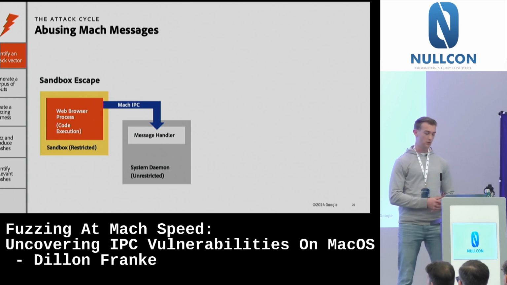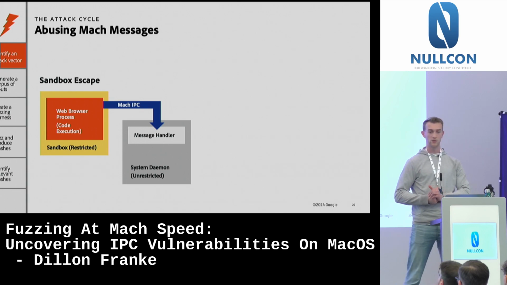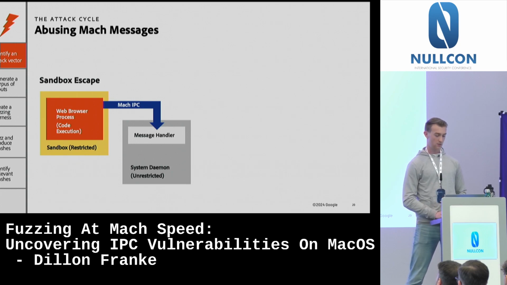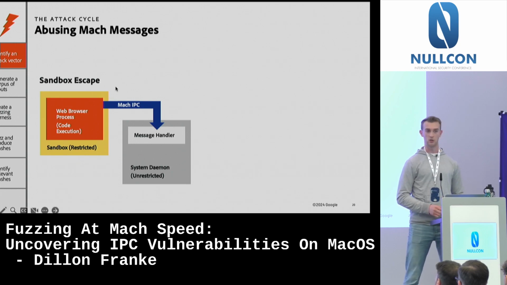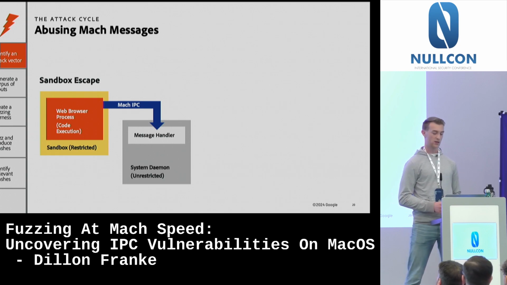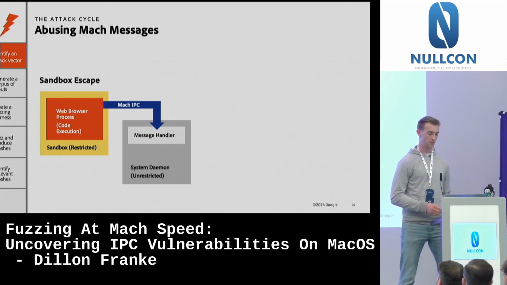First, we're going to talk about abusing Mach messages, and one of the biggest ways that these messages have historically been abused is through two mechanisms. The first is a sandbox escape. So let's say that you have code execution on a Chrome browser. All modern browsers have sandboxing, so you're not going to be able to access a user's system files or move within their operating system. You're going to be locked down to that web process, typically the renderer.